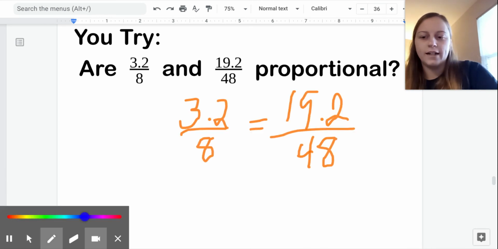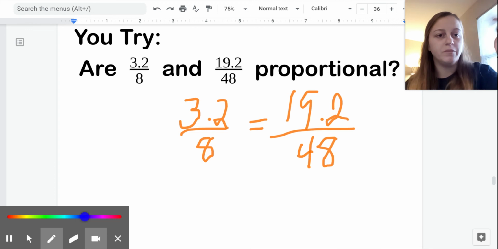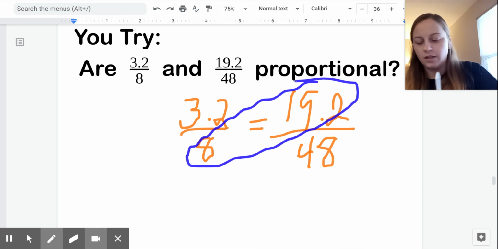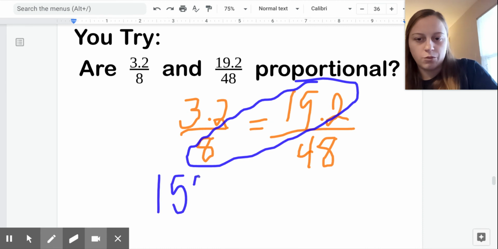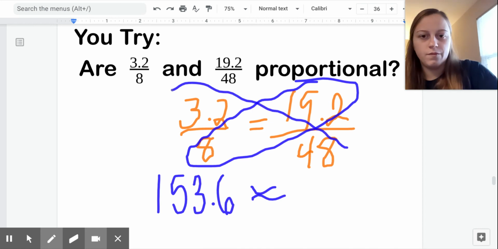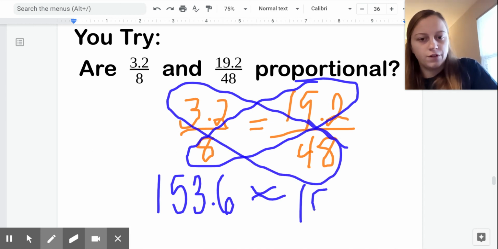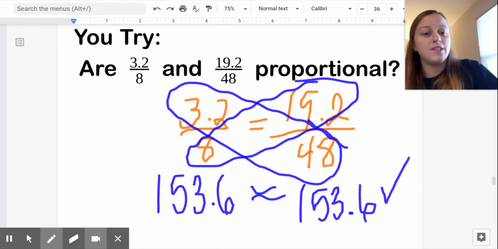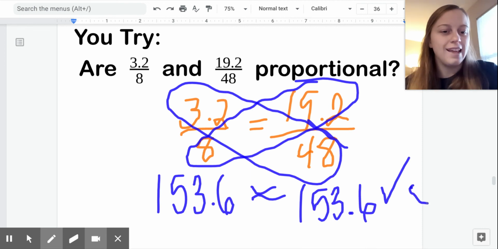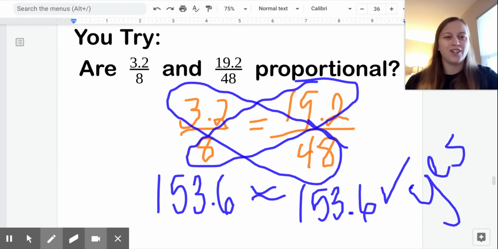All right, so what I did here is I set up my proportions. I'm saying I think these are equal to each other. So then what I can do is type in 8 times 19.2, and I get 153.6. And I'm asking, does that equal, I'm having trouble drawing equal signs today, 3.2 times 48? And that gives me 153.6. That means they do equal each other. Don't forget to answer the actual question. Are these proportional? Yes, they are. Again, make sure you answer yes or no.